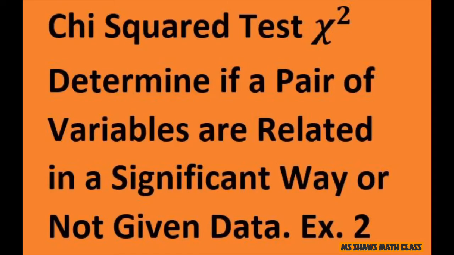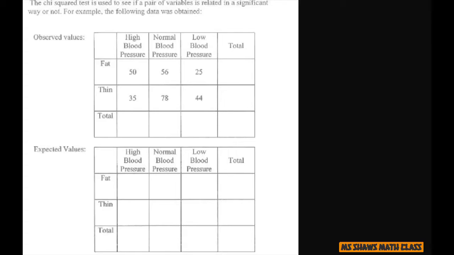Everyone, we're going to use the chi-square test to determine if a pair of variables are related in a significant way or not, given our data. And this is example 2. So we're dealing with high blood pressure, normal blood pressure, and low blood pressure. And we're talking about fat and thin individuals. So we're going to first add all this up and get our totals.